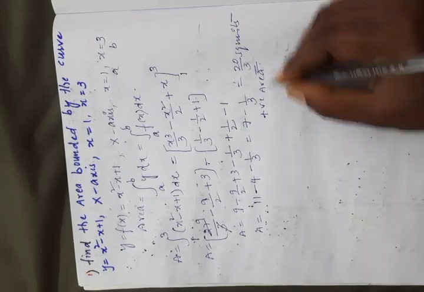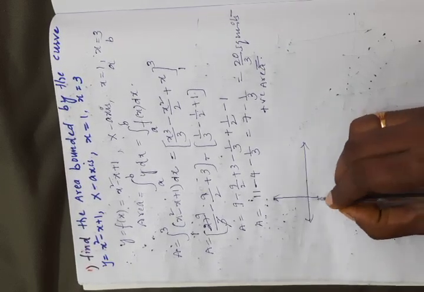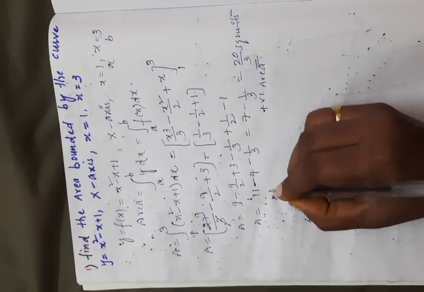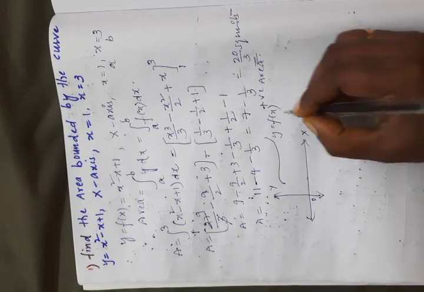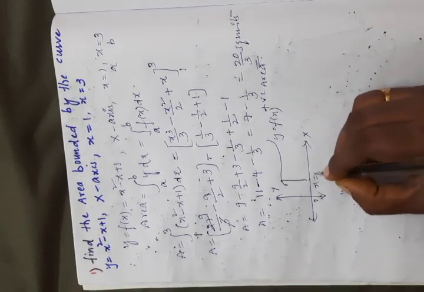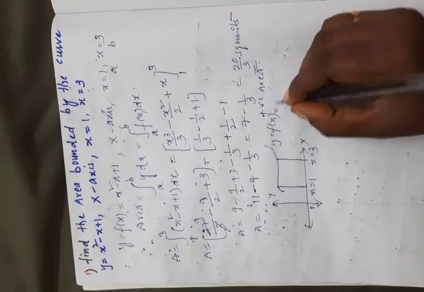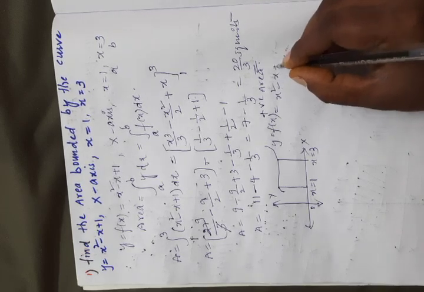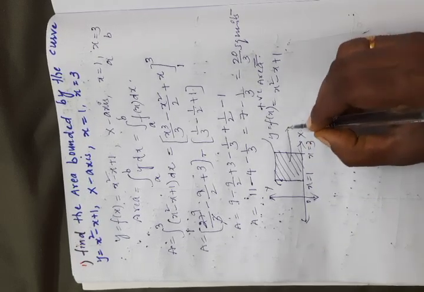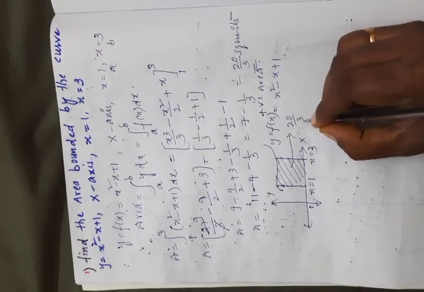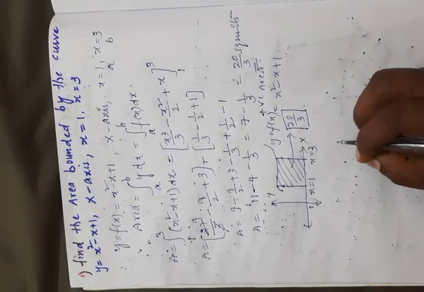When it is positive area, how can we draw our figure? Origin 0, x-axis, y-axis. So this is the curve y = f(x). This line is x = 1, this line is x = 3. This f(x) is x² - x + 1. So for this shaded region our answer is 20/3. So like this you have to answer the given question in your exam.